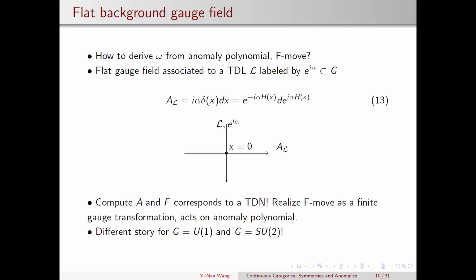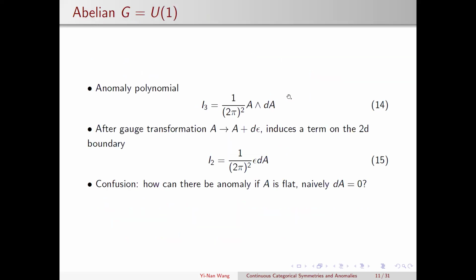But for the details, you have a different story for the U1 group and SU2 groups. The first one is the U1 group. We all know that the three-form anomaly polynomial is just this abelian Chern-Simons term. After the gauge transformation, A goes to A plus d epsilon, it differs by a total derivative in 3D, but with a boundary, it induces a term, epsilon dA, on the 2D boundary.